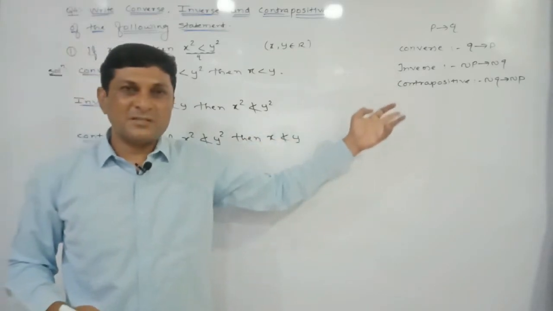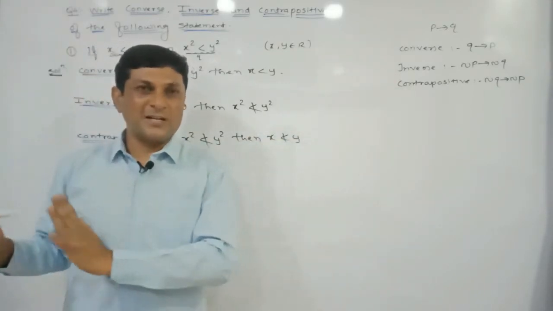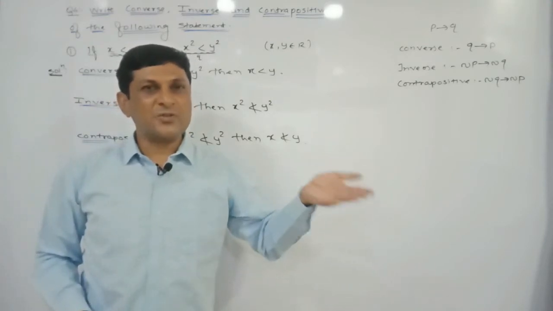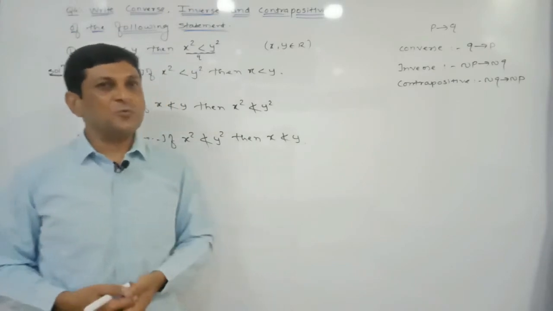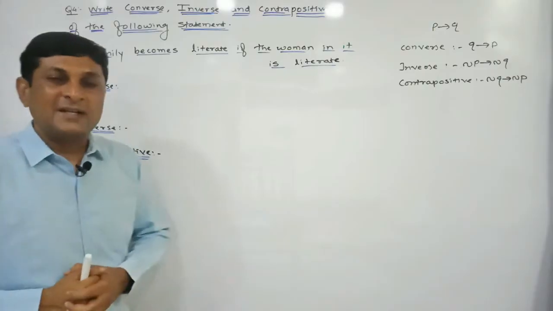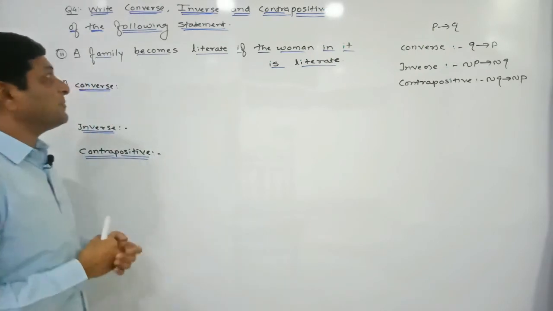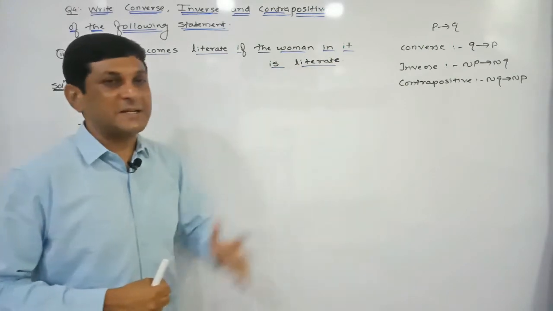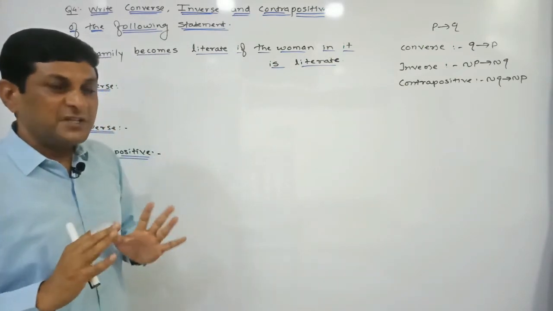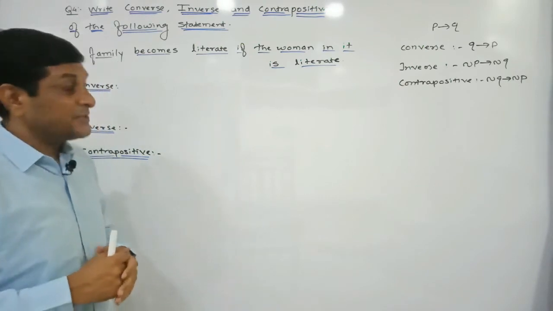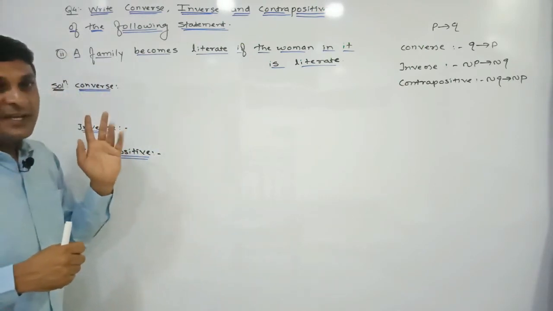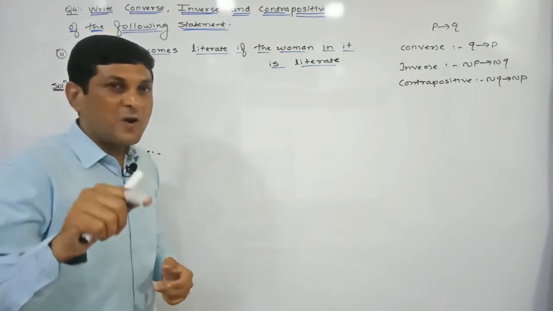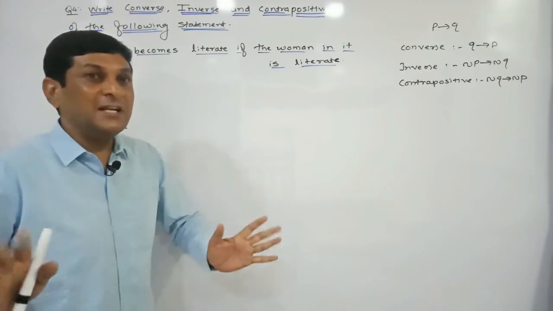Simply you have to remember the symbolical representation of converse, inverse and contrapositive. The remaining part is just to convert this symbolical representation into verbal representation. P and Q you will get from the given statement. Now observe the second example. What is the statement? A family becomes literate if women in it are literate. This statement is not given directly in the form of if-then, so the statement does not start with if. That is why we have to arrange this statement in the form of if-then in such a way that the meaning does not change.